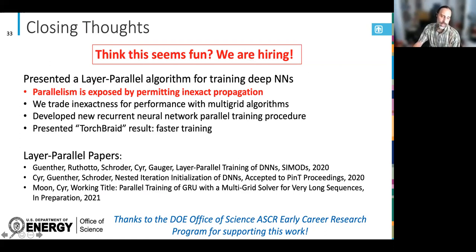If you're interested, here are papers. This Sigmund paper is probably the core one that's focused on layer parallel. That's the one I'd point you to initially.